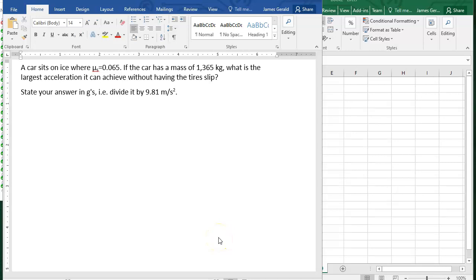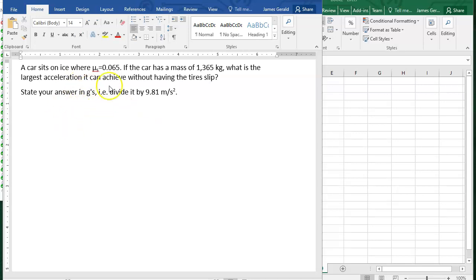In this problem, we have a car sitting on ice. Coefficient of static friction is pretty low. The car has a mass of 1,300 kilograms plus a little bit. And the question is, what is the largest acceleration it can achieve without having the tires slip?